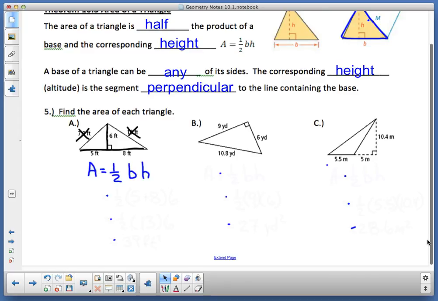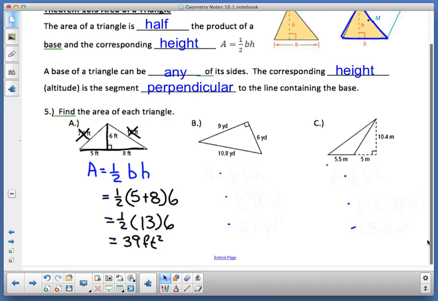My base is 5 plus 8, which is 13. So I got 1/2 of 5 plus 8 times 6. Remember, 5 plus 8 is the base, 6 is the height. We're going to take half of that because that's our formula. And now I've got 39 feet squared. Now, every time you do this, a base and a height are in a relationship that are perpendicular to each other.